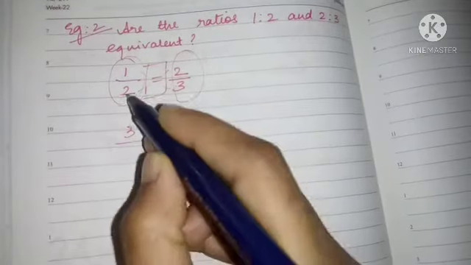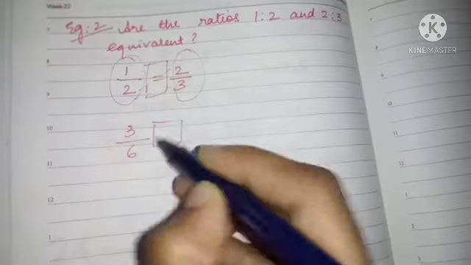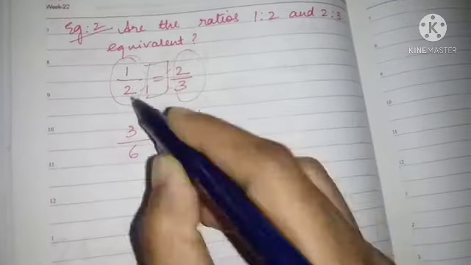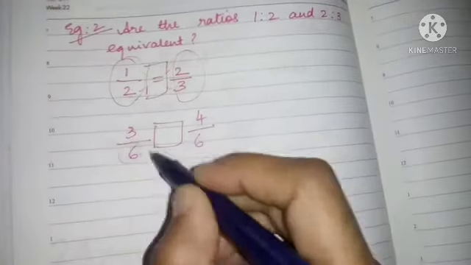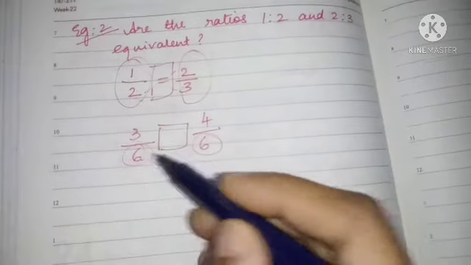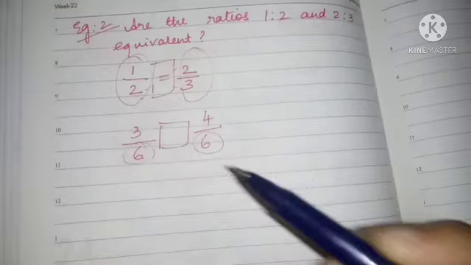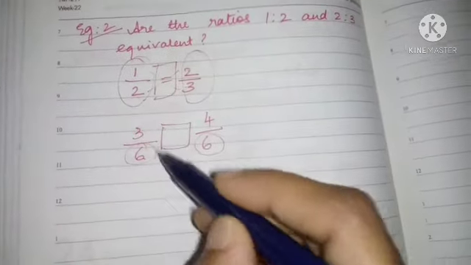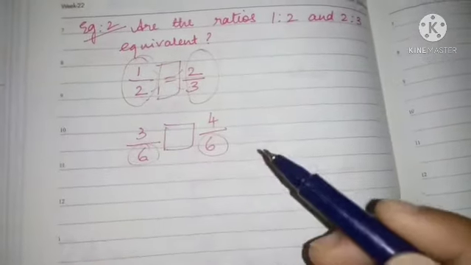3 twos are 6. LCM: 2 twos are 4, and 3 twos are 6. So now our denominators are the same. If you take the LCM also, you will get the same thing. You got 6. So now they have numerators and denominators, where the denominators are the same.